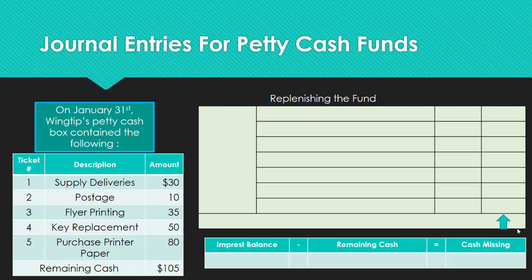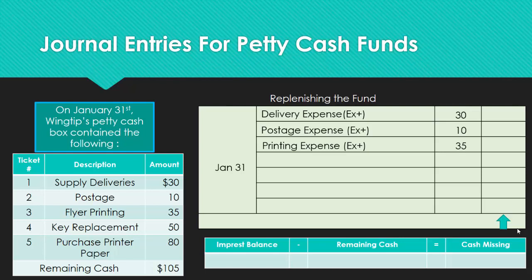Well, we can replenish the fund and record all of the expense for the things that came out of petty cash in one journal entry. What we want to start with is our debits. And our debits are the amount of the tickets and what they were for. So supply deliveries was for $30. Well, let's call that delivery expense and debit it for $30. Postage was for $10. We'll call that postage expense. And we're going to debit that for $10. Flyer printing expense. I've also seen this thrown under advertising expense, but Pearson likes the word printing expense. Whatever. That's for $35. And then we got key replacement.